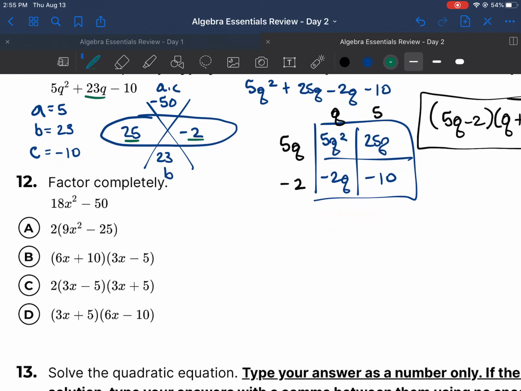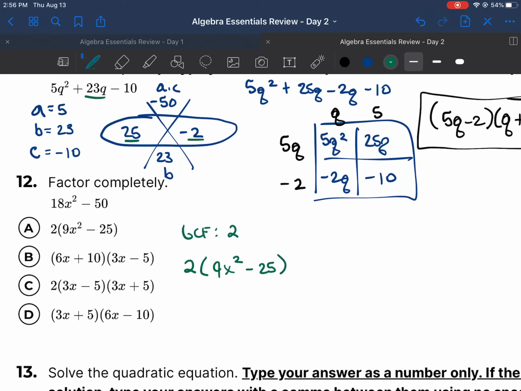In number 12, we want to factor completely. So when factoring, I always think it's a good idea to start with the greatest common factor. I can tell from this problem that the greatest common factor is going to be 2. So if I factor out a 2, I'm going to get 9x squared minus 25.